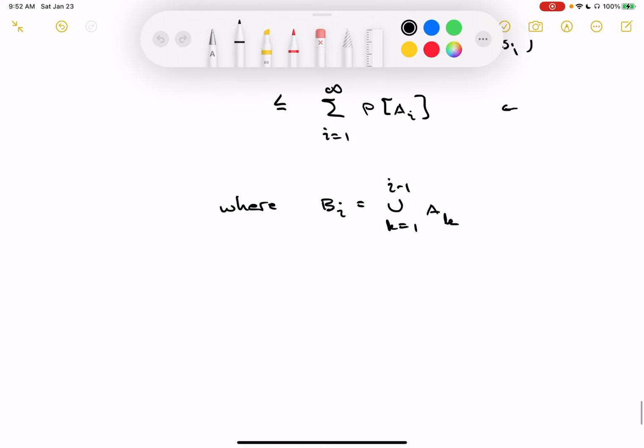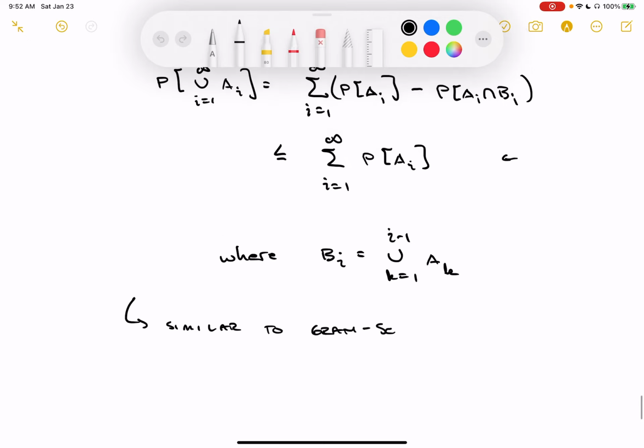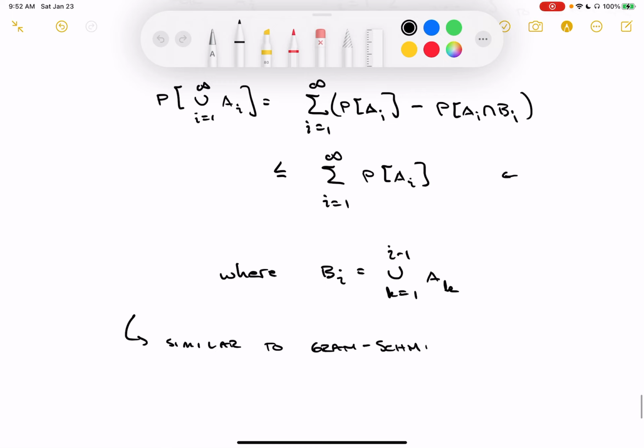For those of you who maybe had some math background before, this is a similar kind of process. It's similar to what is known in maybe one of your math classes as the Gram-Schmidt orthogonalization process.